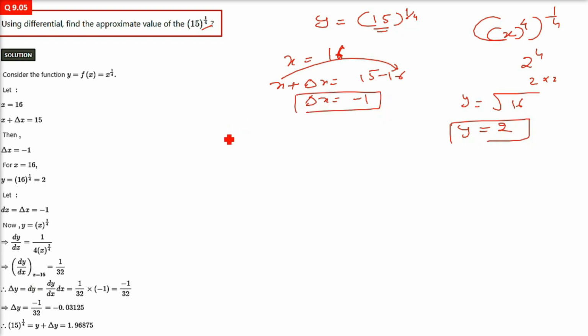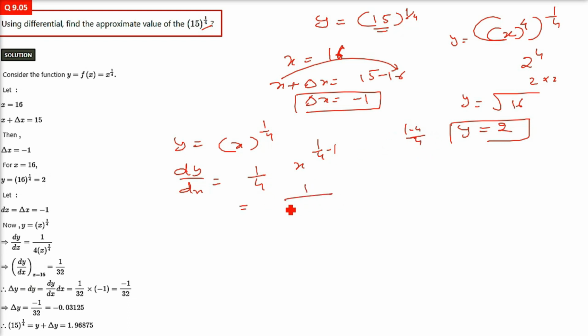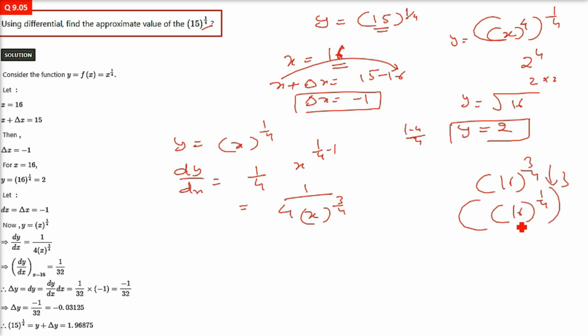Now coming to the function, which is y equals x to the power 1 by 4. So dy by dx is going to be 1 by 4, x to the power 1 by 4 minus 1, that is 1 minus 4 by 4, minus 3 by 4. So 1 by 4, x to the power 3 by 4 because it is negative in the numerator, positive in the denominator. So 16 to the power 3 by 4 is nothing but 16 to the power 1 by 4 to the power 3. And 16 to the power 1 by 4 is nothing but 2. 2 to the power 3 is 8. So you get an 8 here. And there is already a 4 in the denominator. So 8 4s are 32. So dy by dx at x equals 16 is 1 by 32.